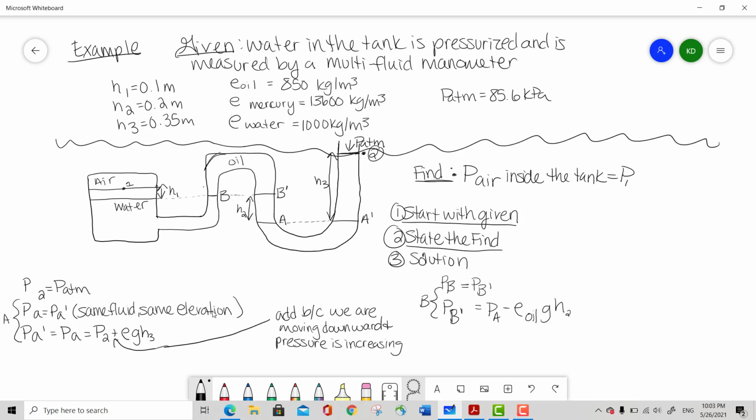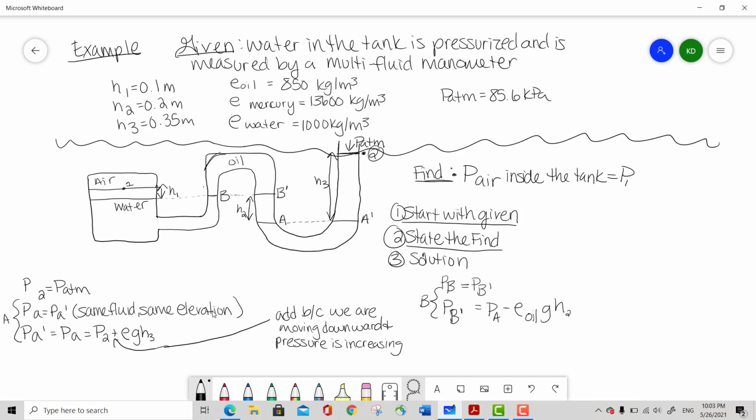And then we need to get point B. Point B right here is the same thing as B prime. And what do we know from that? We know that right here when we've got pressure, it's point A minus, because we're going up, the density of oil, GH2, because this is our height. So it's the same formula, you're just working with separate points in the manometer.